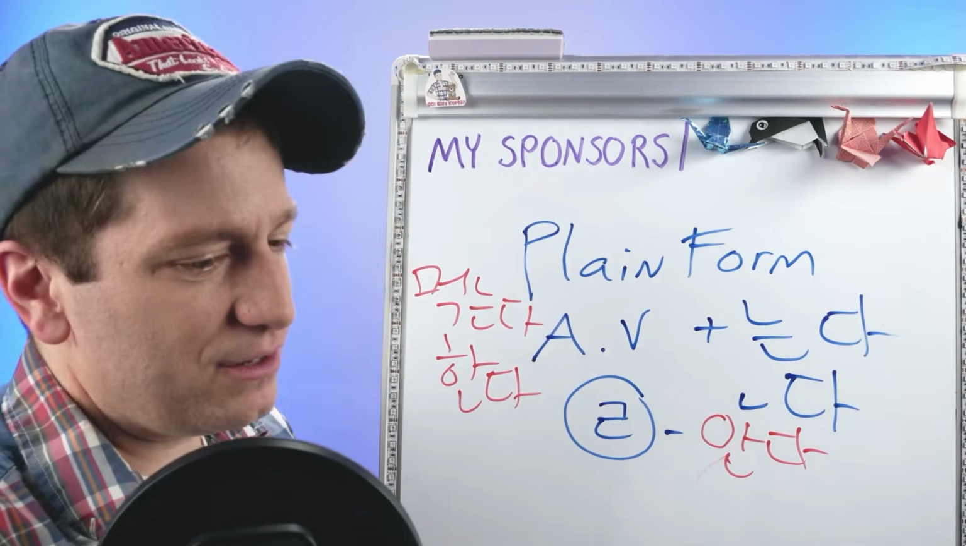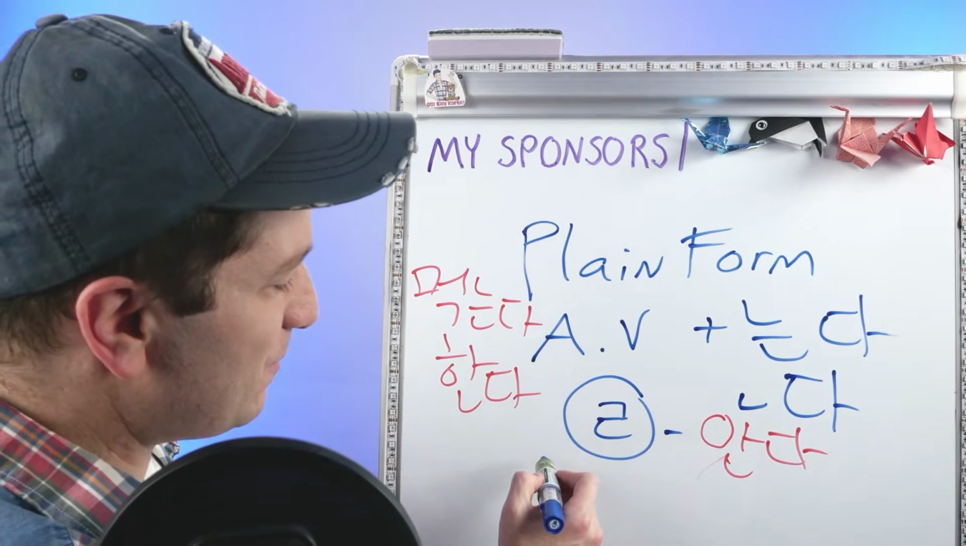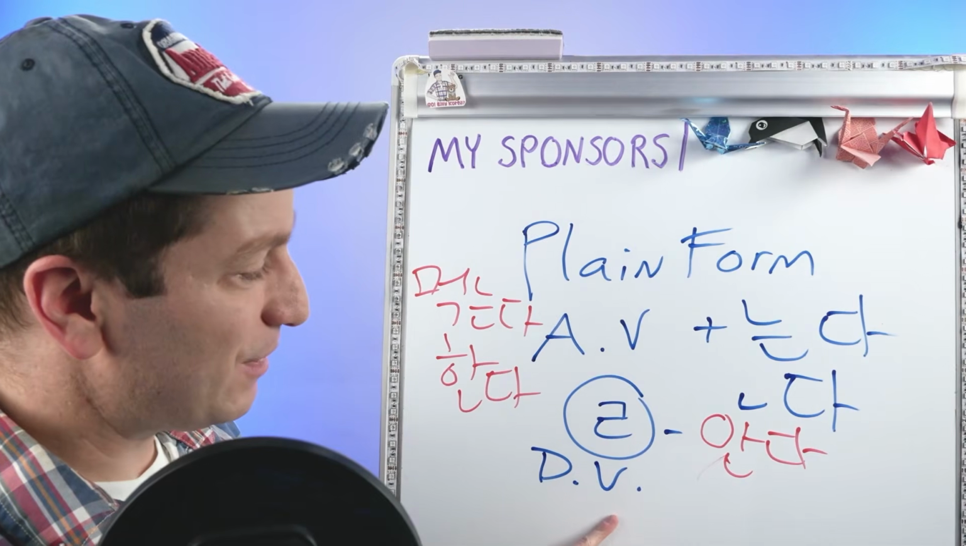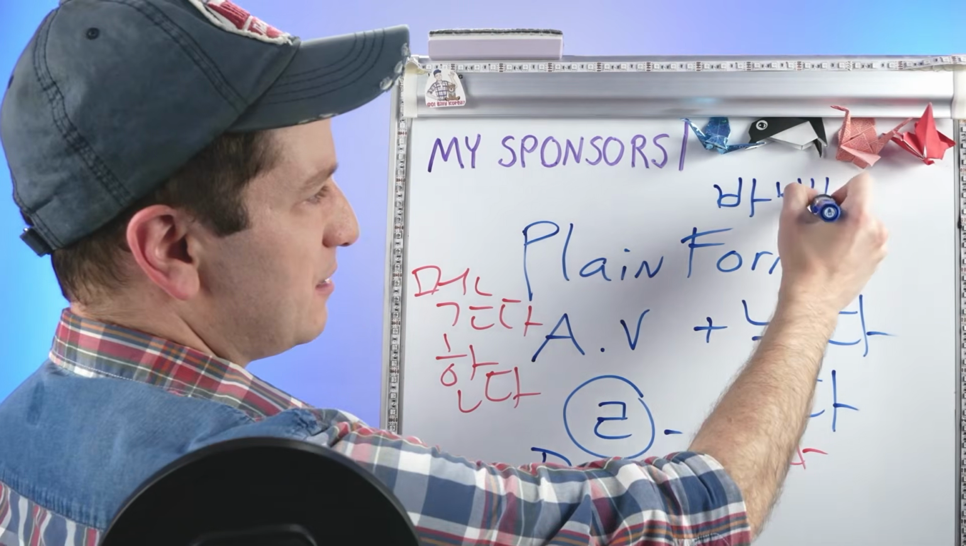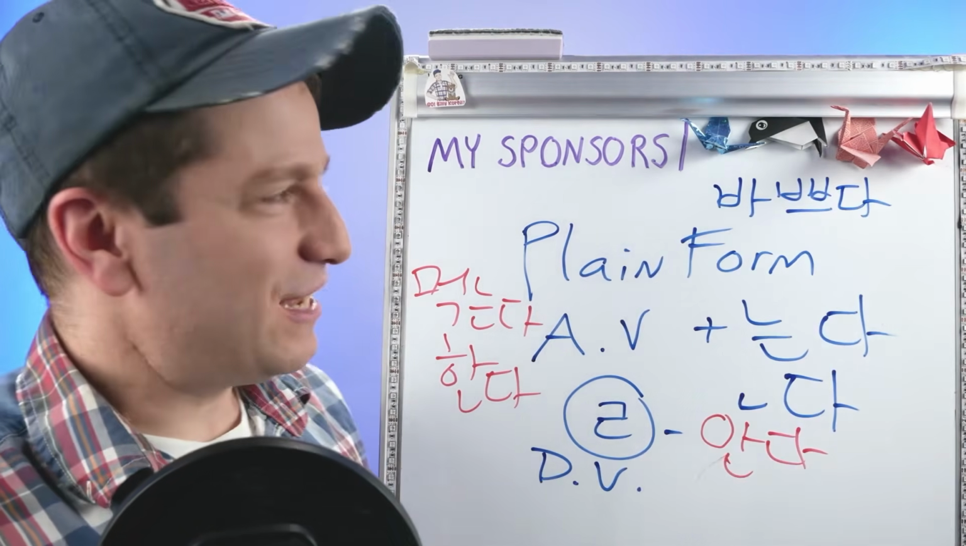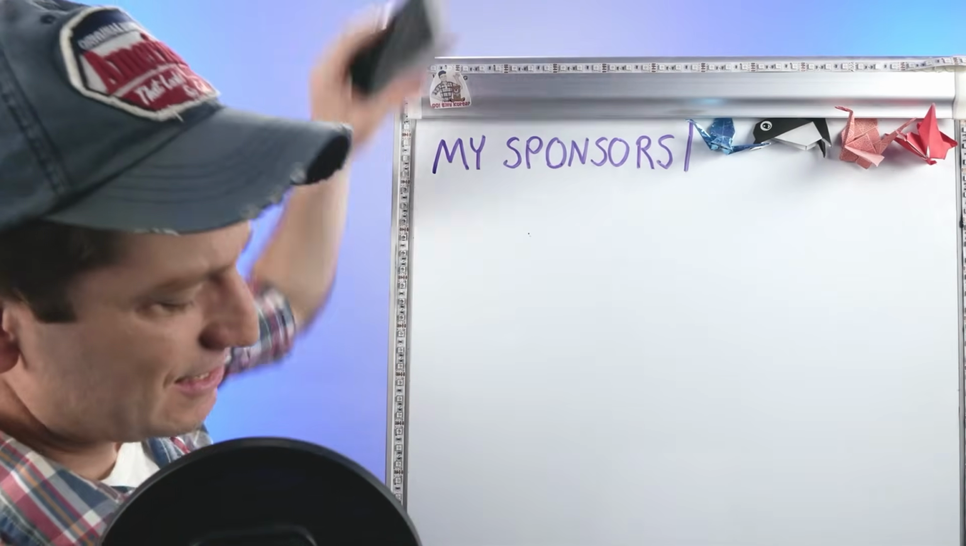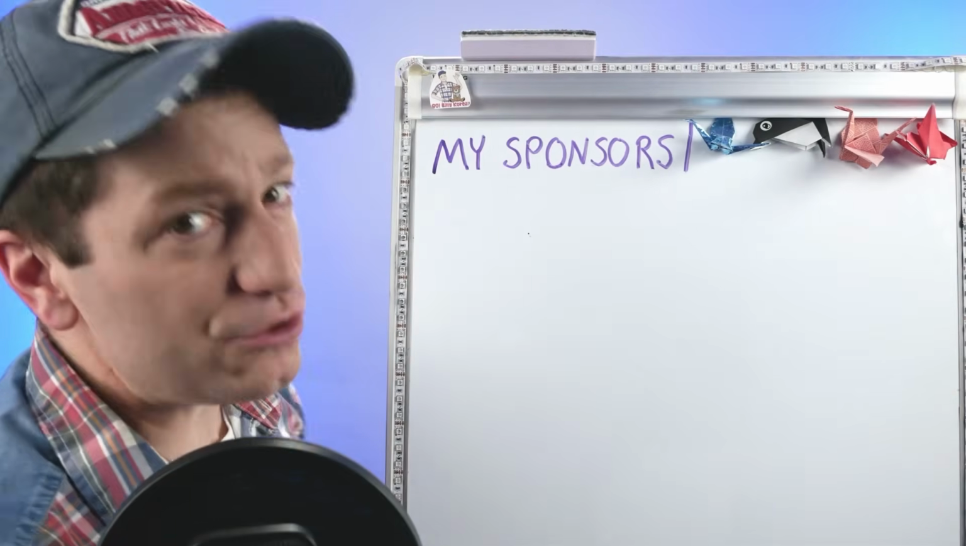Descriptive verbs, however, are even easier. Descriptive verbs, you do absolutely nothing. You take the verb and you're done. 바쁘다, to be busy. Well, the plain form is 바쁘다. You're done. Past tense and future tense plain form are also very simple.